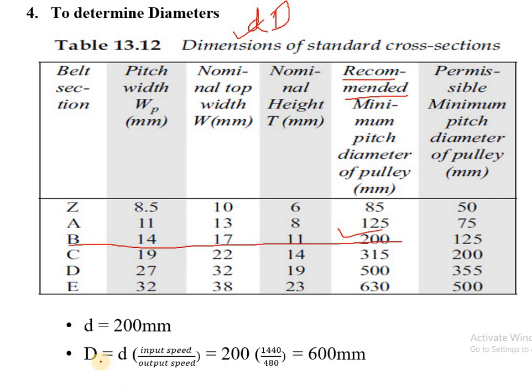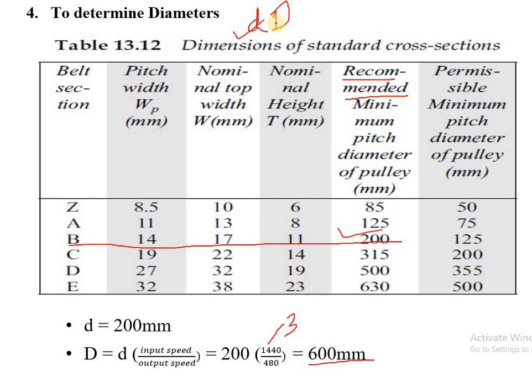So how to find capital D? We have a formula: capital D is equal to small d into input speed upon output speed. Input speed means 1440 and output is 480. On solving, this ratio is equal to 3, that is nothing but the speed ratio again. 3 into 200 is 600 mm.